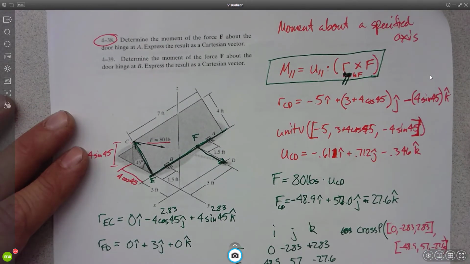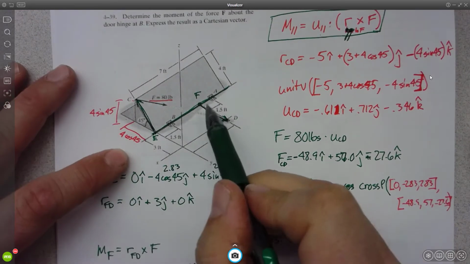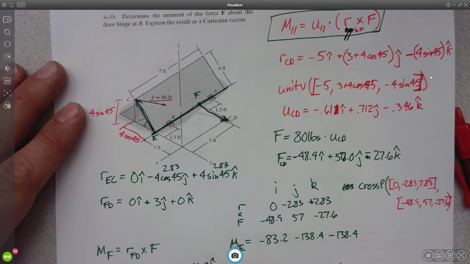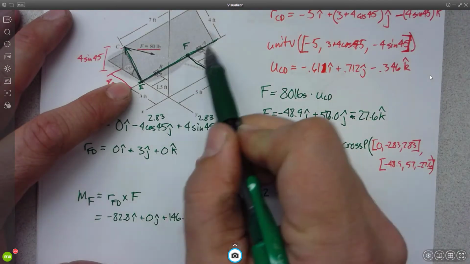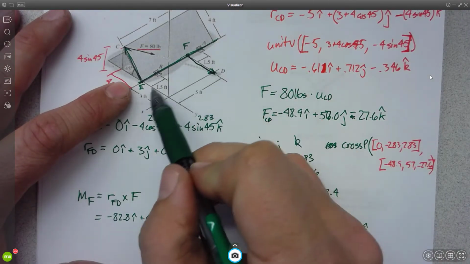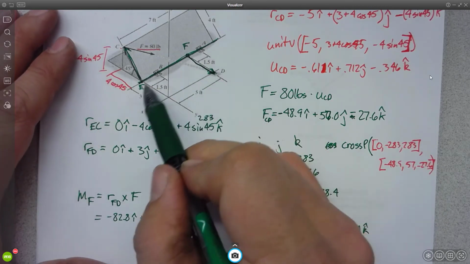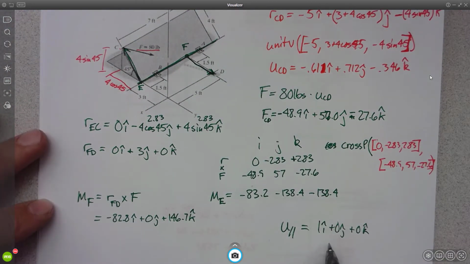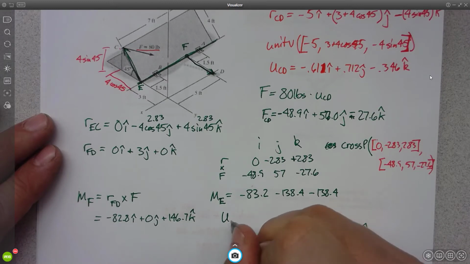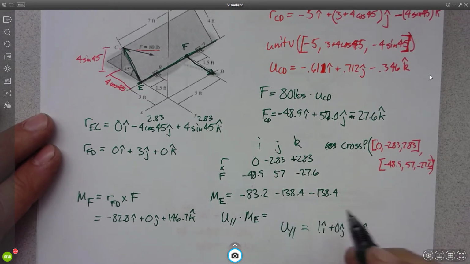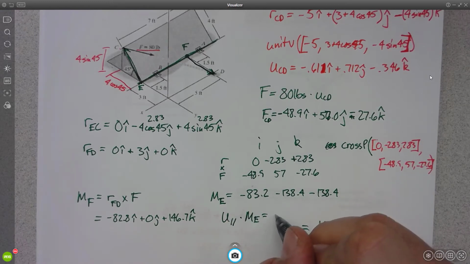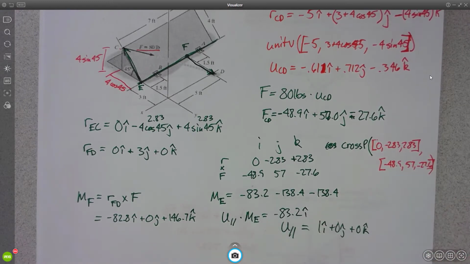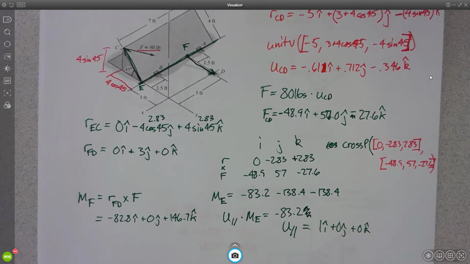The axes is AB, and I'm saying that the unit vector is 1 i hat plus 0 j hat plus 0 k hat, because the axes is between A and B. We don't move in y, we don't move in z, we only move along the x-axis. So the unit vector dotted with the moment about E is 1 times negative 83.2 plus 0 times this plus 0 times that. So it's just negative 83.2, because the dot product is a scalar.